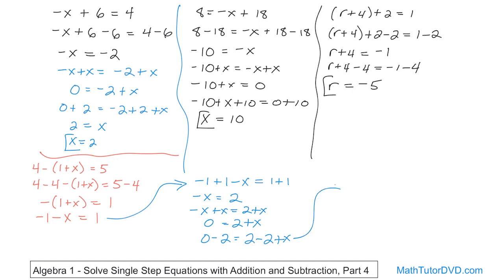And so continuing on here, what you'll have is negative 2 on the left is equal to x on the right, or x is equal to negative 2. And that's the final answer. X is equal to negative 2.